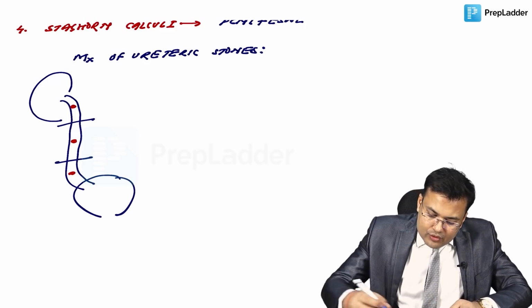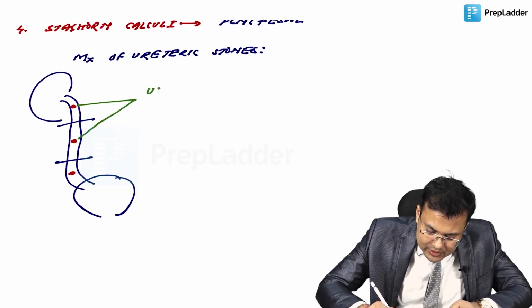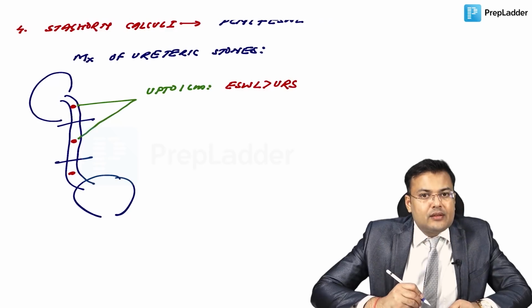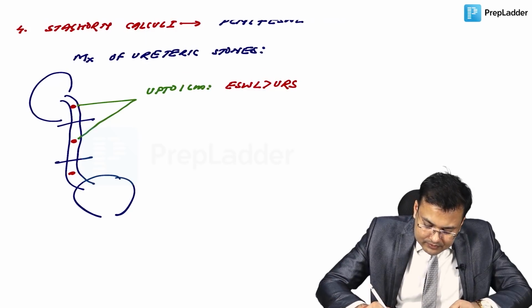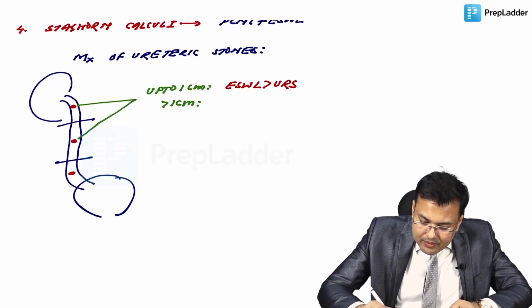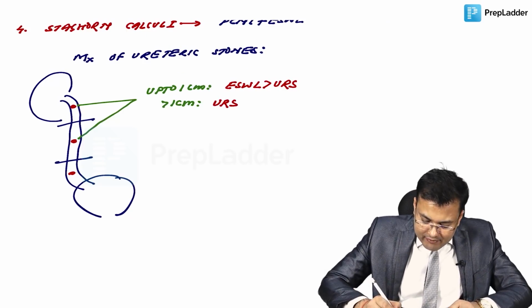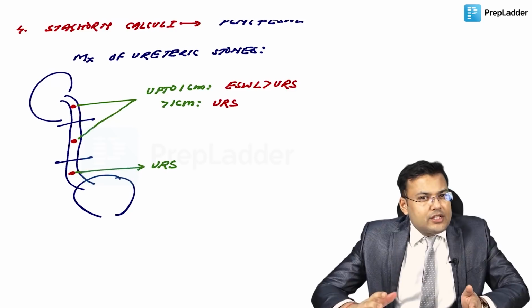Clear? So if the stone is located in the upper one third or middle one third and the size of the stone is up to 1 centimeter, what's the preferred approach? ESWL is preferred over URS. And whenever the size of the stone is more than 1 centimeter, the preferred approach is URS. And when the stone is located in the lower one third, what is the preferred treatment option? URS.